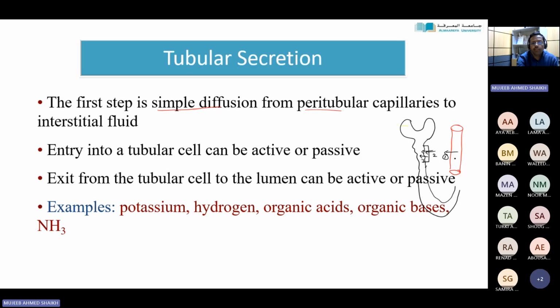First, they have to leave the blood vessel, the peritubular capillary, and come to the interstitium, then from the interstitium into the epithelial cells, and from the epithelial cells they are released or secreted into the tubular lumen or the filtrate. Examples of things which are secreted are potassium, hydrogen ion, organic acids and organic bases, and ammonia. These are the main examples of secretion.